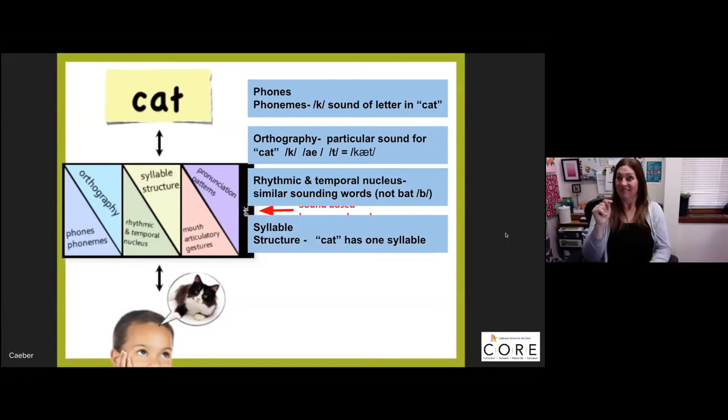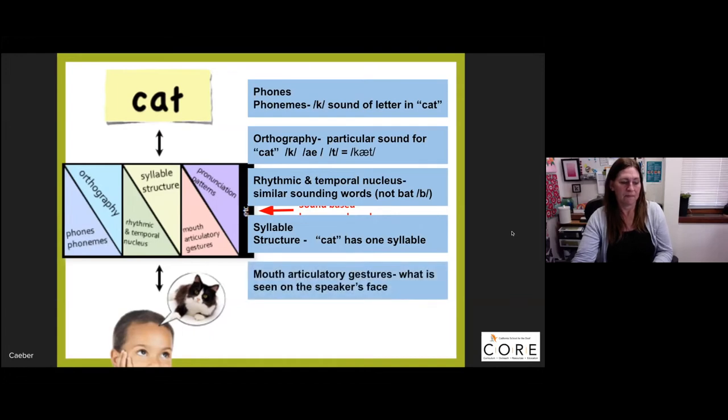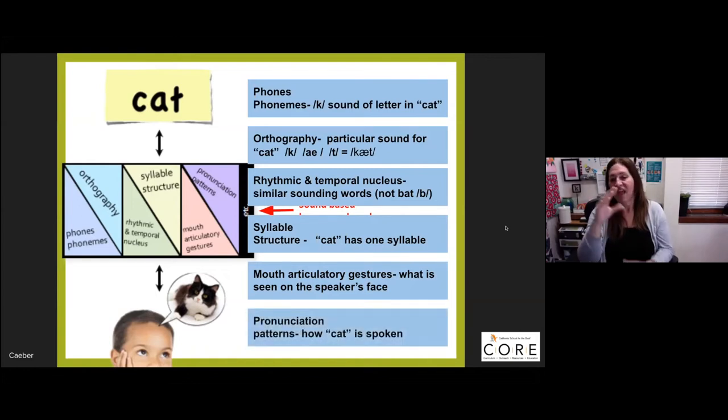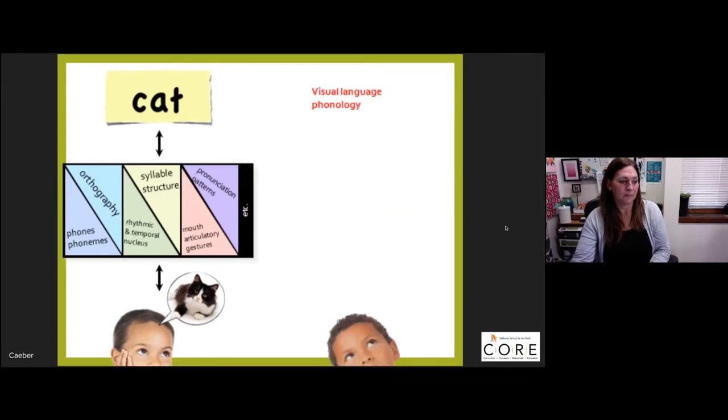In syllables, cat is only one syllable, right? And what you see on the face, most of the time for hearing people, they may not be looking at the person's face when they're talking. Maybe they're just depending on hearing, but there are mouth movements. When you say cat and bat, those mouth movements look different. And how that word is spoken sounds different. Now I want to show you the same thing, cat, but with ASL.